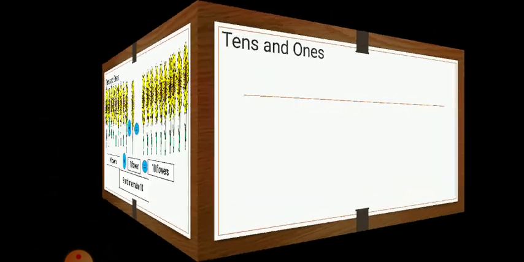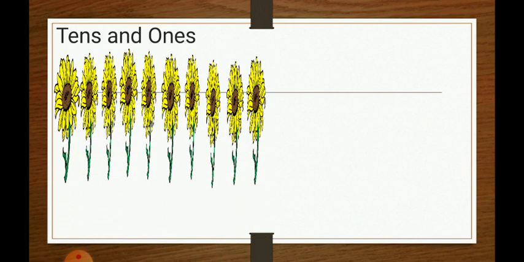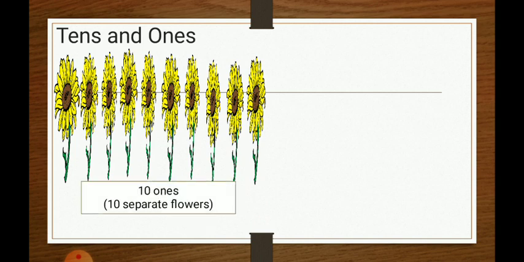Now, see how many flowers these are. These are 10 flowers. 10 separate flowers, so you can say 10 ones. 10 ones, 10 separate flowers. But what will happen if we make a garland or a bouquet of it? Let us see.